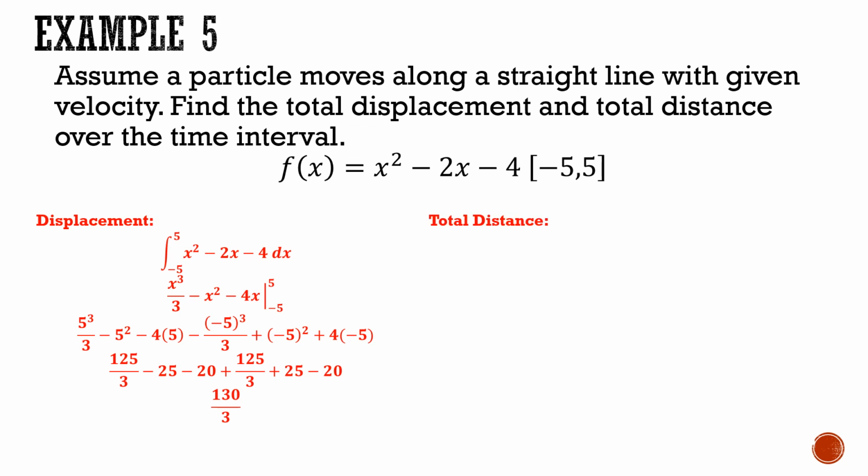Now to find our total distance, we're going to do the same exact thing, except this time I'm doing the absolute value of x squared minus 2x minus 4. And so when I work that in, I'm going to use a calculator because I don't know how to yet find the integral of an absolute value function. So using that calculator, I get that the integral from -5 to 5 of x squared minus 2x minus 4 in the absolute value signs, remember, is 74.148.